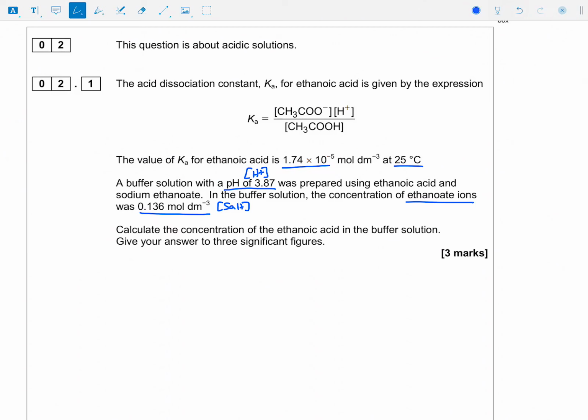Calculate the concentration of the ethanoic acid in the buffer solution. Give your answer to 3 significant figures. So we need a calculation here. I reckon this is just a rearrangement of the Ka expression. I would also say that we can use pH to find hydrogen ion concentration, like so. And if we can find hydrogen ion concentration, we've got Ka, we've got the salt concentration. So yeah, we should be in here for 3 marks.